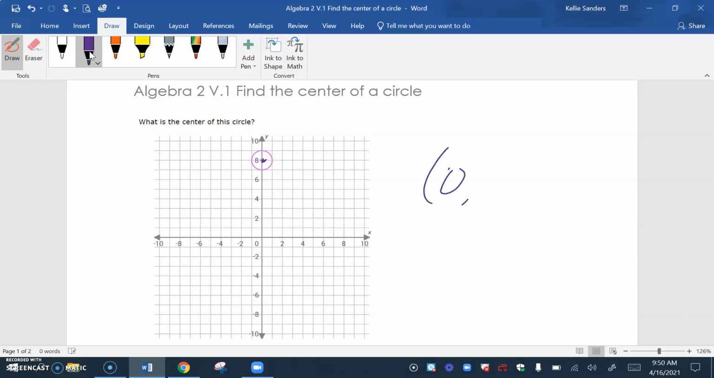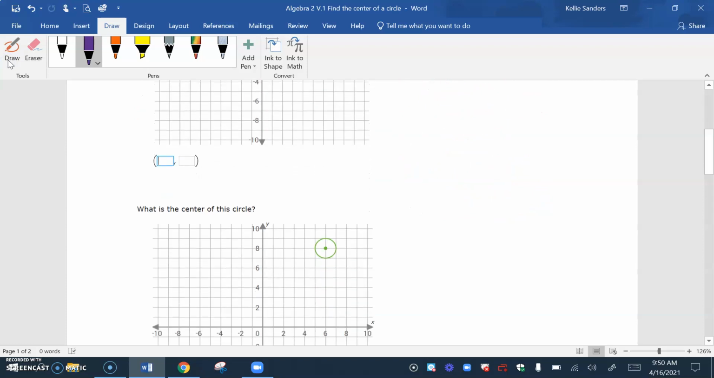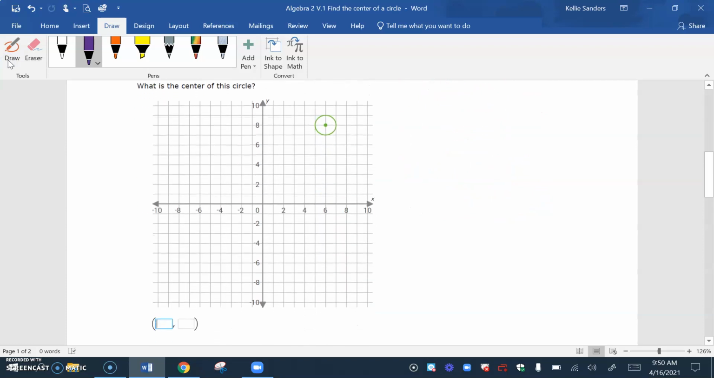And how do you get there? You don't go over left or right any, but you go up 8. And that is the center of the circle. Same. So where is this point right here? It is at, I don't have my glasses on, 6, 8.